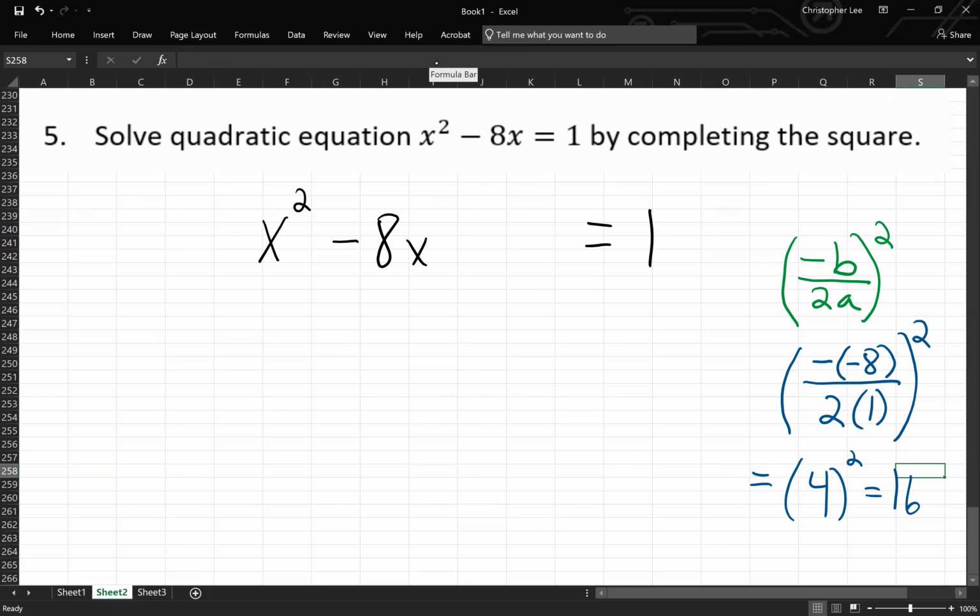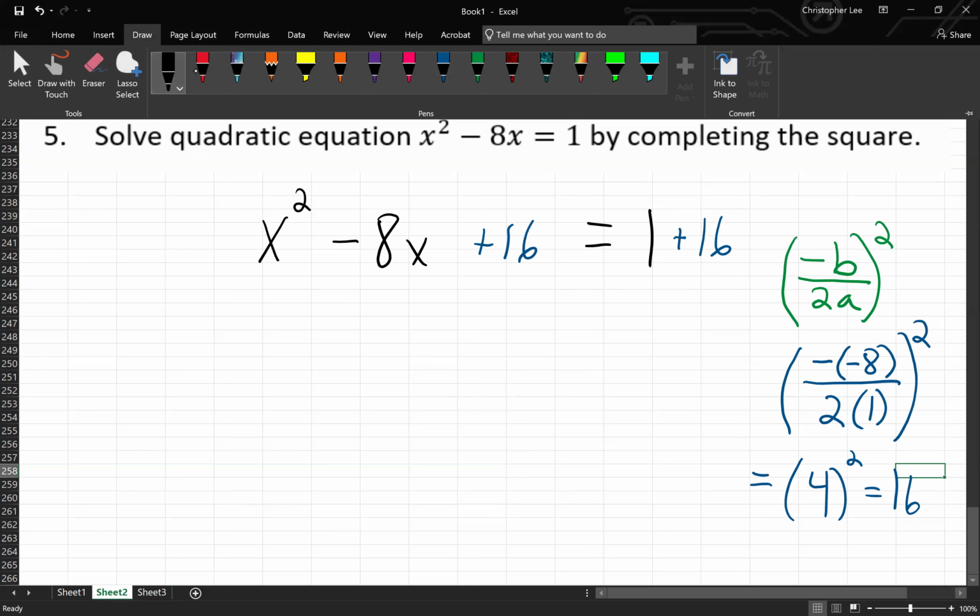So now what am I going to do? I'm going to add 16 to both sides of this equation. Very simple. So after I added 16 to both sides of the equation, on the left-hand side, which is the x squared minus 8x plus 16 side, I want to factor that. What does that factor into? Somebody tell me.